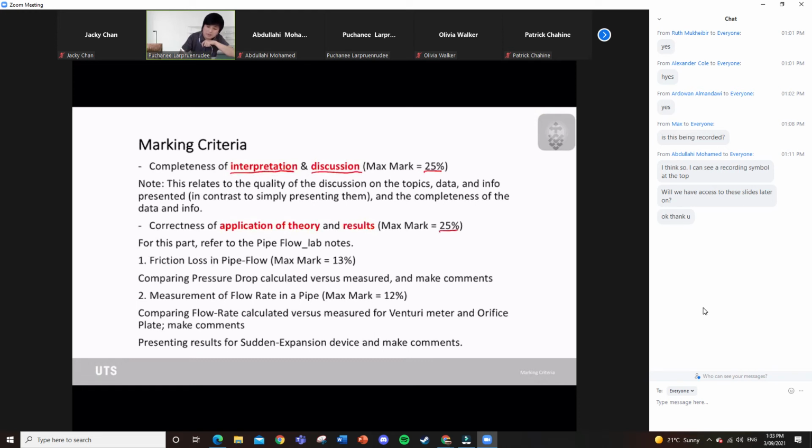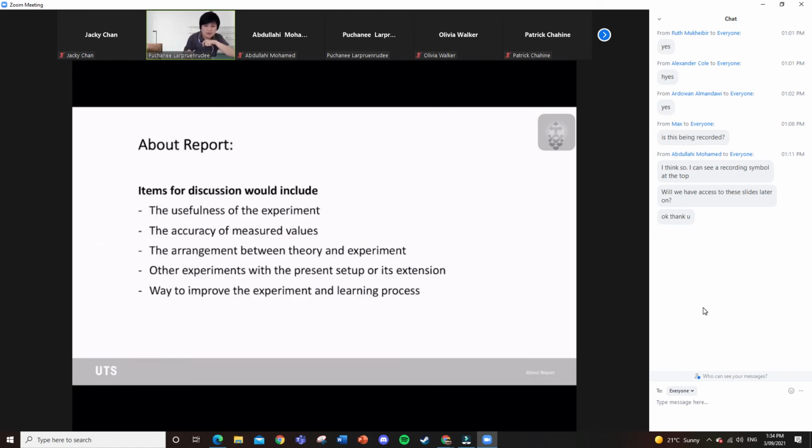Another 25% will be the application of theory and the result from part A, 13%, and part B, 12%. So the items for discussion, you should include the usefulness of the experiment and the accuracy of measured values, agreement between theory and the experiment, other experiments with the present setup and its extension, the ways to improve the experiment and learning process. Do you have any question about part B?